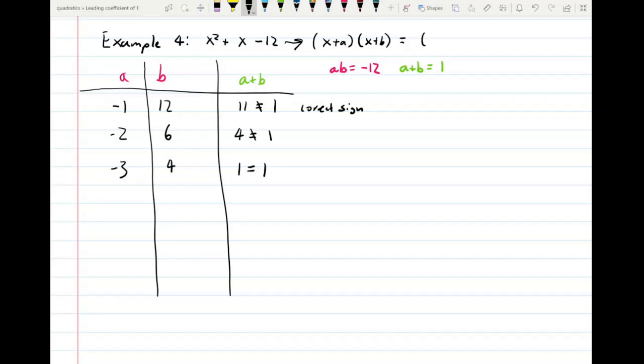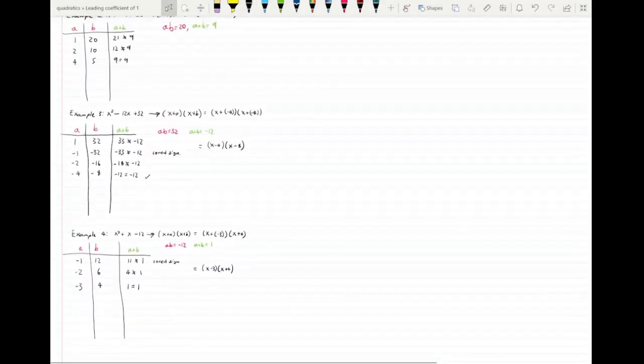And that means our original quadratic factors out as x plus -3 times x plus 4, which, if you simplify, is equal to x minus 3 times x plus 4. And there you have it. That is factoring quadratics with a leading coefficient of 1.